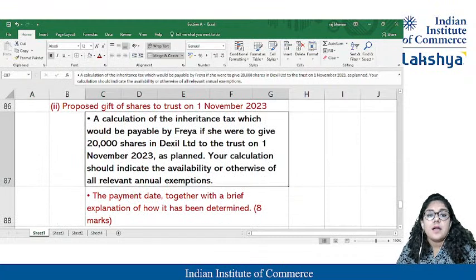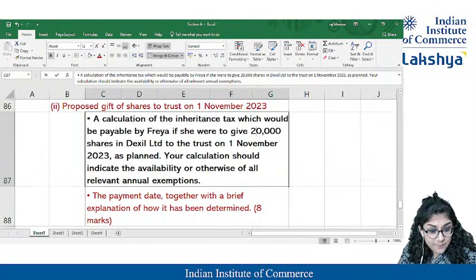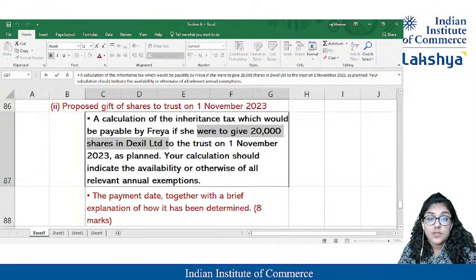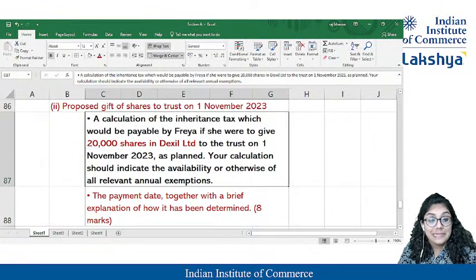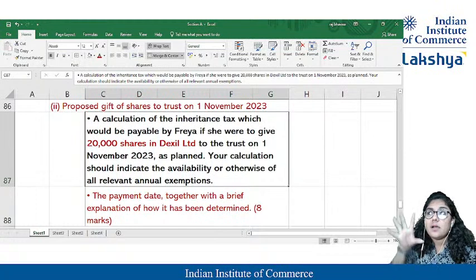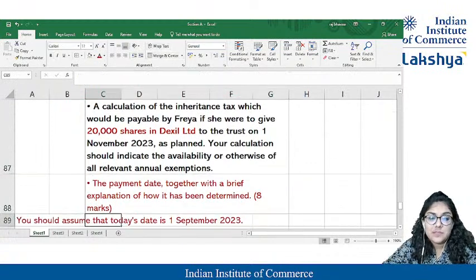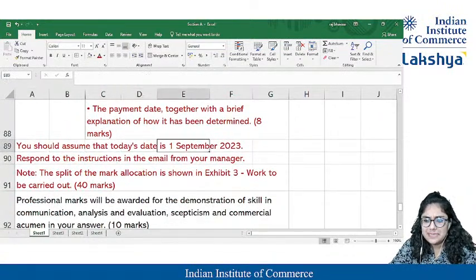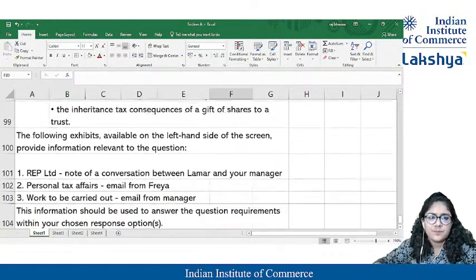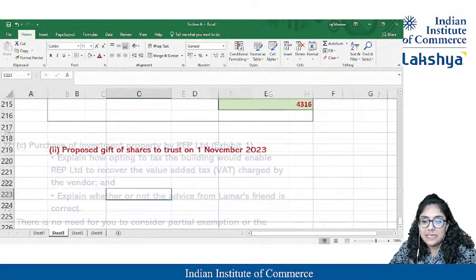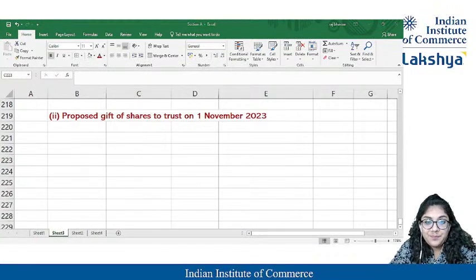Calculation. Suppose Freya wants to give on 1st November upcoming year. Calculate the inheritance tax which will be payable by Freya if she were to give 20,000 shares to the trust as she has planned. Your calculation should include the availability of all relevant annual exemptions, the payment date, together with a brief explanation. Professional marks will be allotted for all these things. Can we start writing the answer?